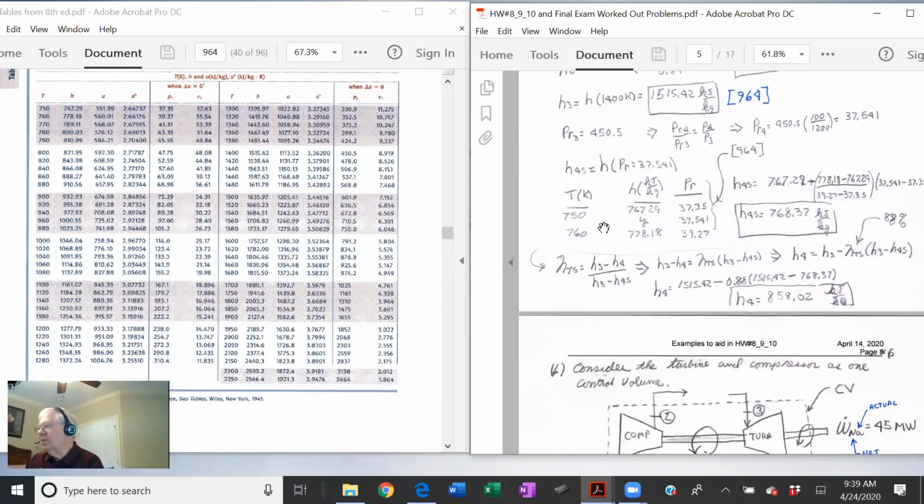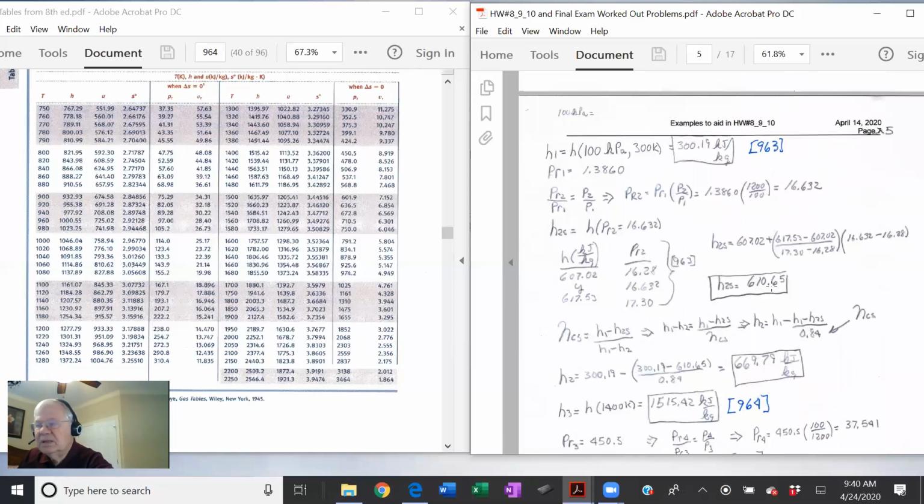So now I need to interpolate for H4S. Go through the interpolation just like before. Hopefully I did it right. H4S is 768.37. It does fit between these two, so that makes you feel better. Now I take my isentropic turbine efficiency equation, H3 minus H4 over H3 minus H4S. The only unknown there is H4. So I calculate H4 is 852.08. All right. So I think that's all the enthalpies.